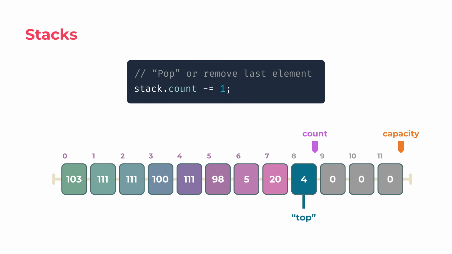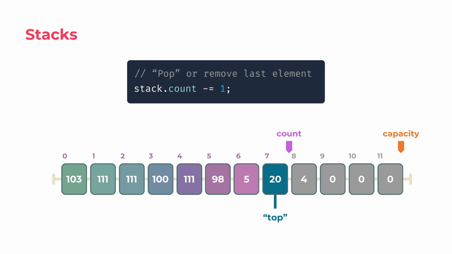And if you think about it, removing the last element is actually a special case because by definition there are no elements after the last element that need to be copied to retain our ordering. So we can just reduce the count by 1 and we're done. And in stack terminology, this is referred to as popping the element off the top of the stack.